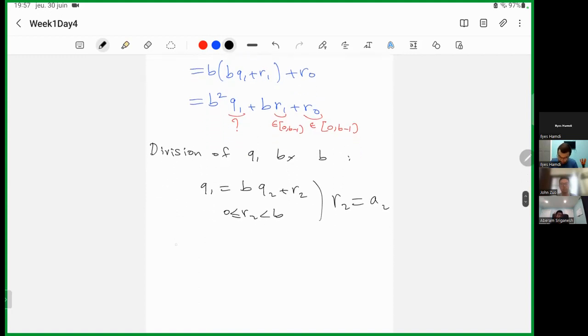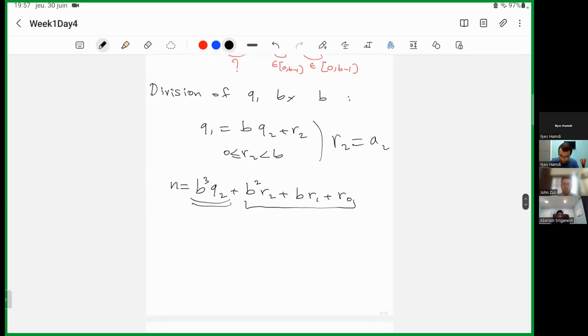And if I rewrite N as I did just before, what I will find is B to the 3 times Q2 plus B to the power 2 times R2 plus B times R1 plus R0. And this is part of the good expression. And this term is still to be determined, basically. Yeah, this is how it goes. And then you just keep going.